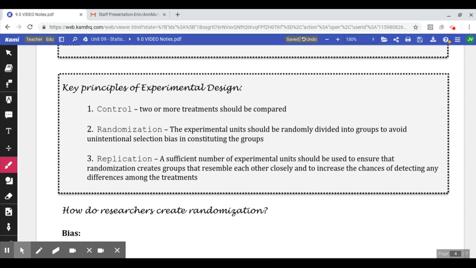Key principles of experiment design: control. You should compare that with two or more treatments. And then also, we've got randomization here. What does that mean? Well, the experimental unit should be randomly divided into groups. So you don't want to bias your results. So in other words, if you're looking at a particular medical drug that's designed to help people with heart disease and lower their risk of heart disease, you wouldn't want to divide people who are athletes from people that maybe are not, because that's going to affect the results.